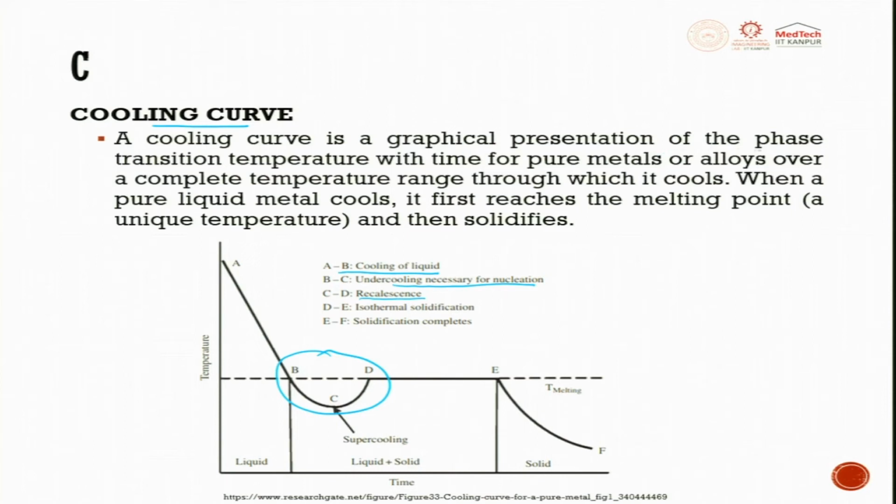A graphical representation of phase transition temperature with time for pure metals or alloys over the complete temperature range through which it cools from here to here. When a pure liquid metal cools, it reaches the melting point and then solidification. This all holds good for a pure metal, but when we do alloys, and in reality there are only alloys, there will be a drift in the curve's response.